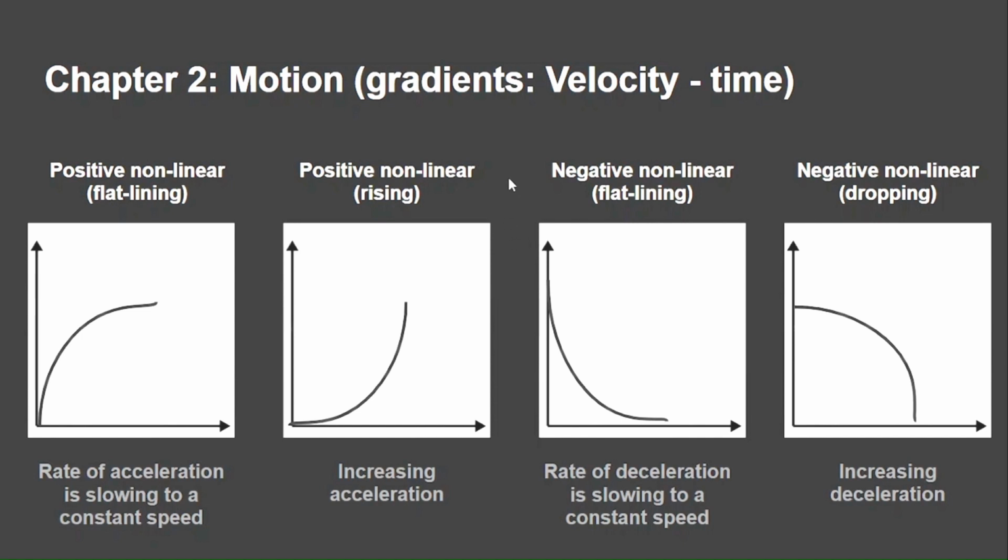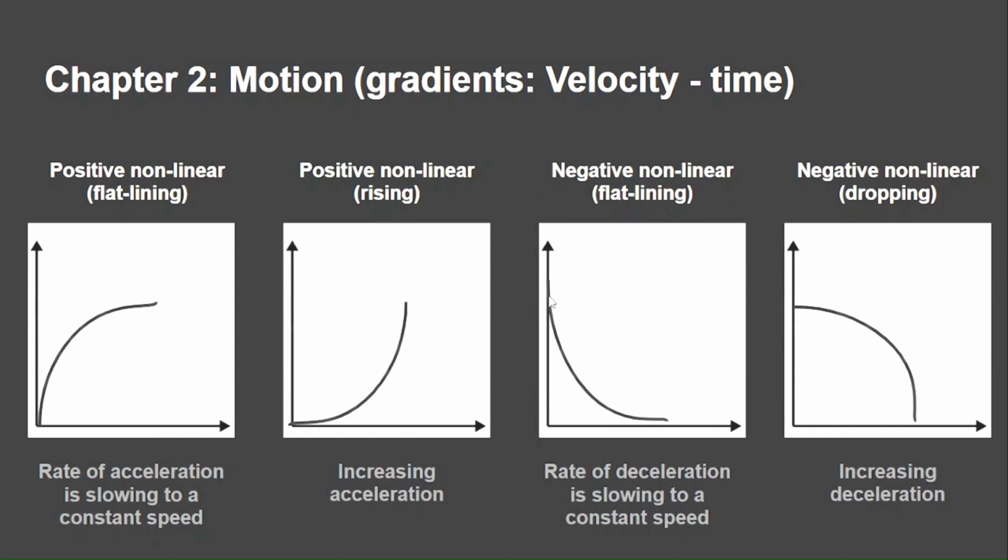So this could be a car that's just joined the motorway that just wants to catch up to speed to 70 miles an hour or 60 miles an hour, depending on the motorway you're traveling in. We've got the third scenario, which is negative nonlinear, flatlining. So negative means the object is decelerating. Nonlinear means the rate of deceleration is not constant. Flatlining means it's eventually reaching a constant velocity.